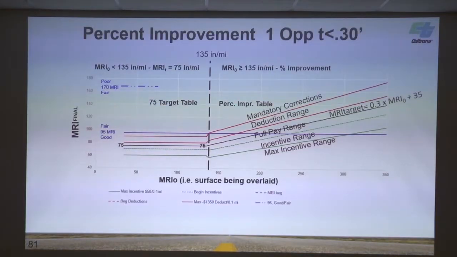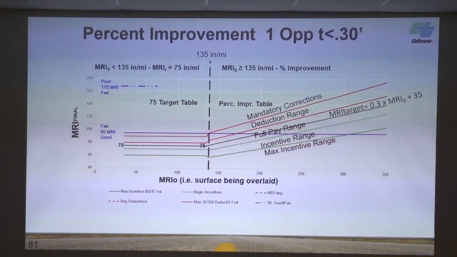Okay, so all these tables that we saw before, this is kind of the way I look at it. The x-axis here is what we call in our spec MRI 0. MRI 0 is essentially the lower of the existing or the baseline profiles. It's the surface that we're typically overlaying, that we're trying to improve upon. And here are our final MRI values. So here's our 135 number. If I have an existing surface that's 135 or less, we're just using the 75 target table.